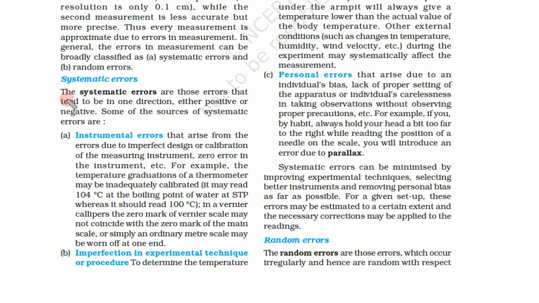So we were learning about errors, and there are two types of error. One is systematic errors and another type is random errors. Systematic errors can be because of instrumental reasons, due to imperfection in experimental technique or procedure, or due to personal bias. An important thing about systematic errors is they are in one direction. That means they are either positive or negative.